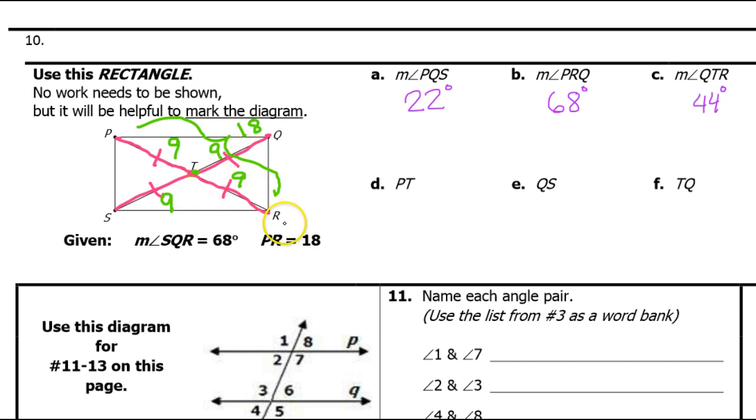Let's see if they simply ask us for these. PT is 9. Boom. What about QS? QS is the whole thing. So that's going to be 18. And then they asked me for TQ. TQ is another 9. It's like half of a diagonal. So that's back to the 9.